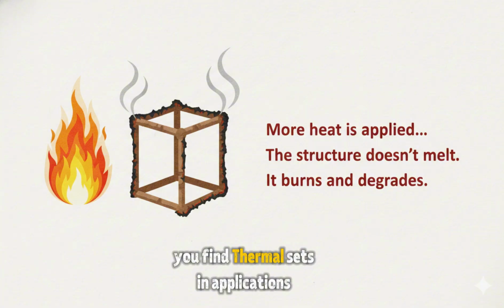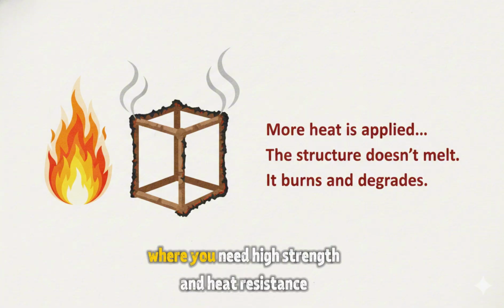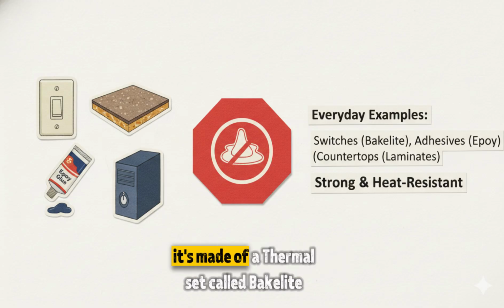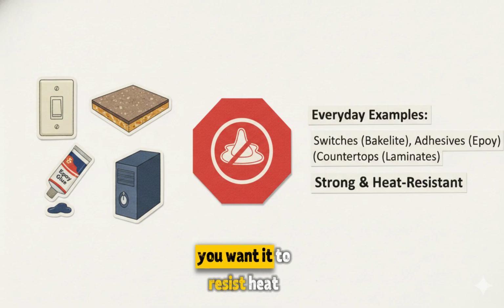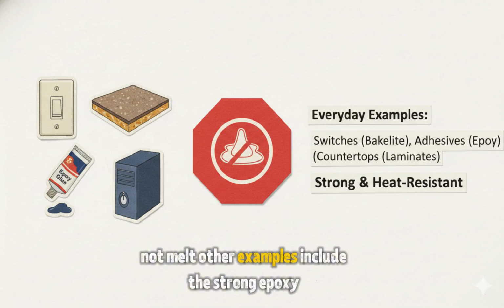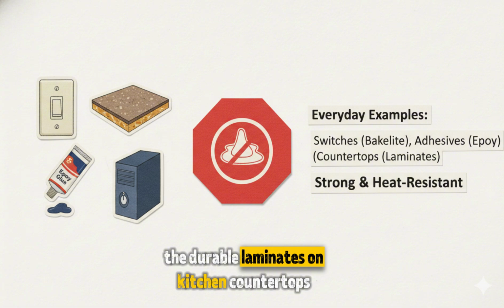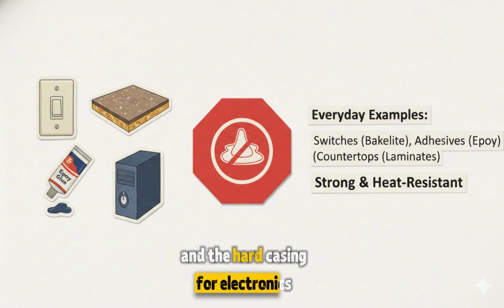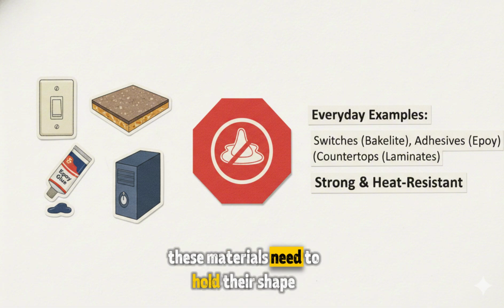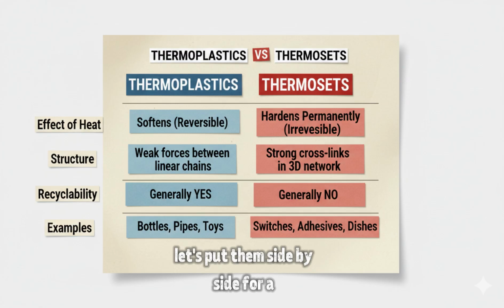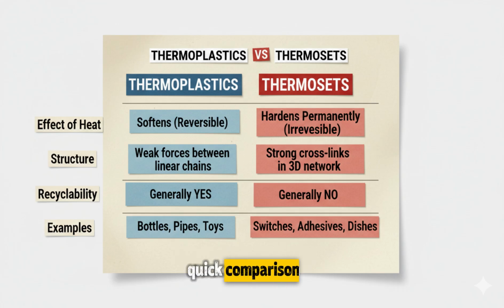You find thermosets in applications where you need high strength and heat resistance. Remember that electrical switch from the beginning? It's made of a thermoset called Bakelite. You want it to resist heat, not melt. Other examples include the strong epoxy resin you use as an adhesive, the durable laminates on kitchen countertops, and the hard casing for electronics. These materials need to hold their shape and stay strong even when things get hot. Let's put them side by side for a quick comparison.